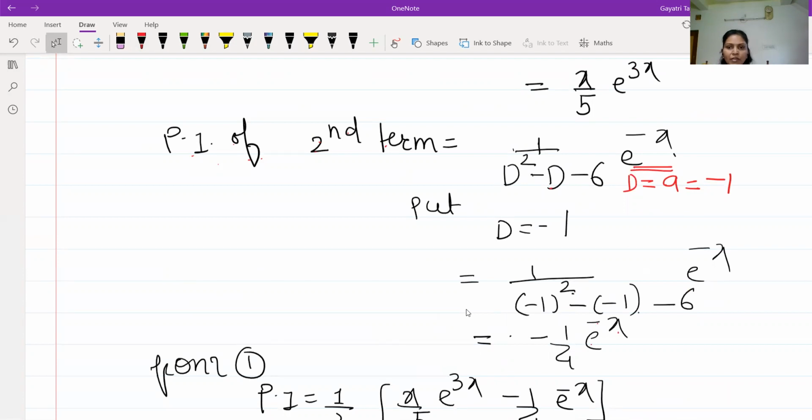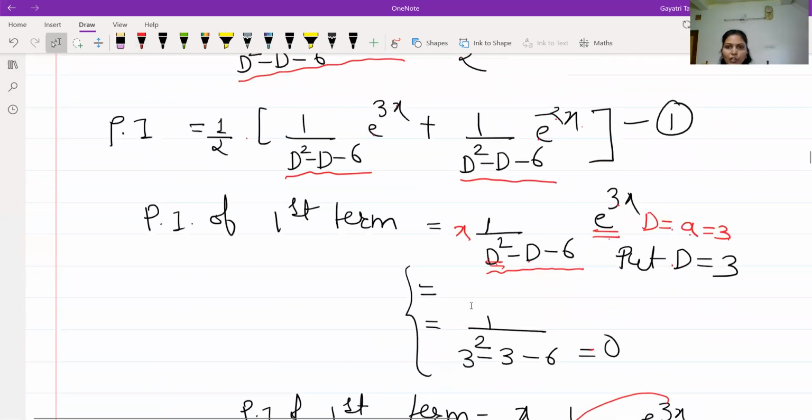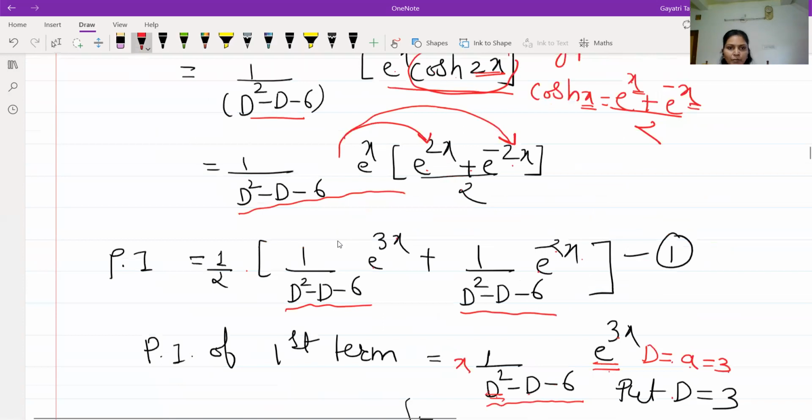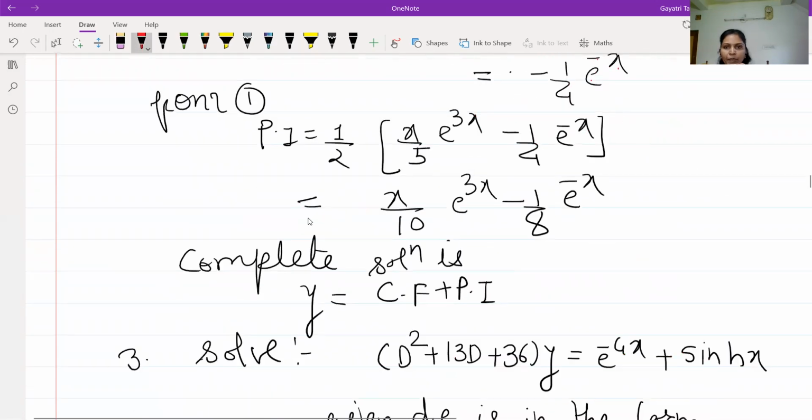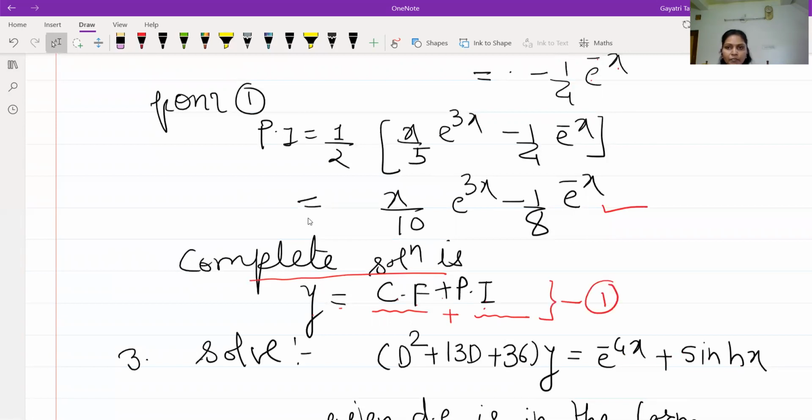Then PI of first term, PI of second term. So put up in your equation number 1. So first put up the PI of first term, then put up the PI of second term. So what will I get at the last? So therefore PI will be in this way, multiply by 2. And what you have to say? Therefore the complete solution is y equals to CF plus PI. You have to write down the first term, plus you have to write down the value of the PI as well as the CF. This step carries 1 mark. Is it clear to everyone?